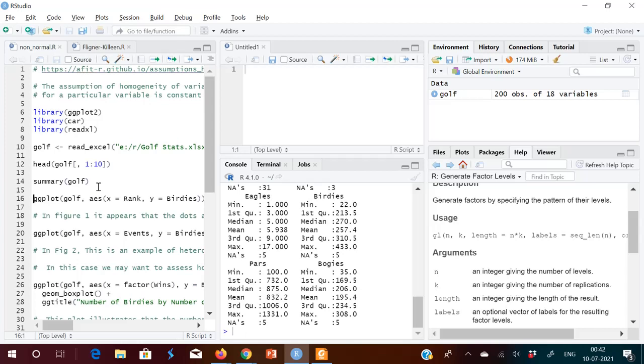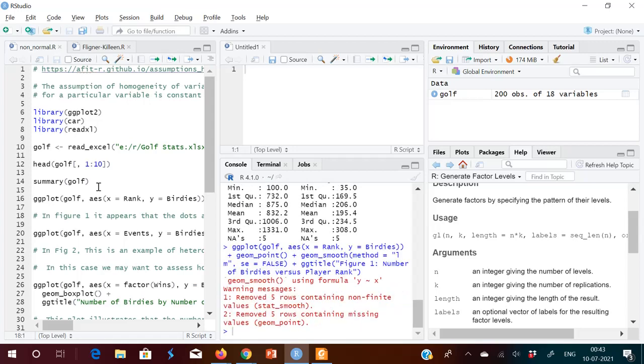Now I'm going to plot the graph with the x-axis having the rank and the y-axis birdies. Birdies is a particular score corresponding to the hitting rate, how the ball reaches the hole in golf. So I'm just going to plot that. X is rank, y is birdies. Okay, I'm going to plot that.